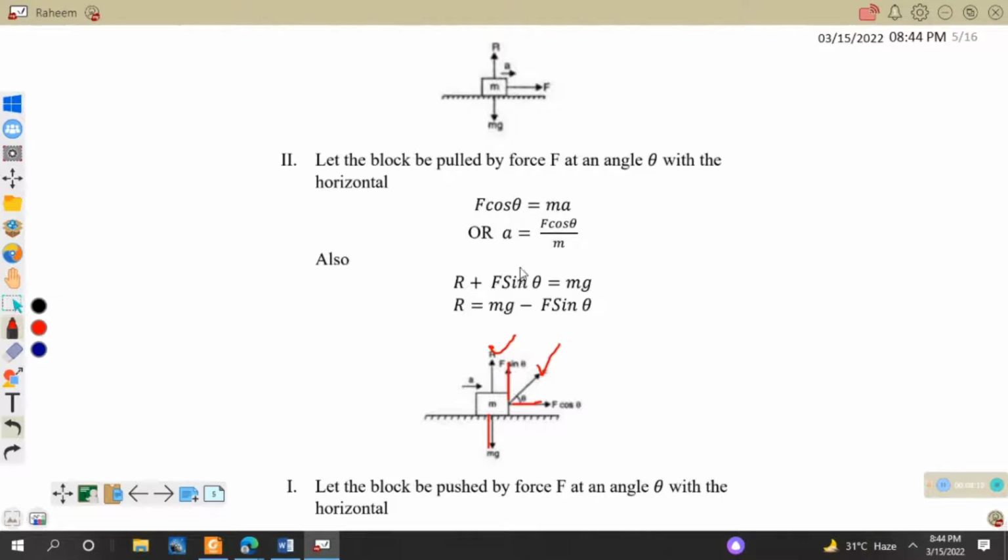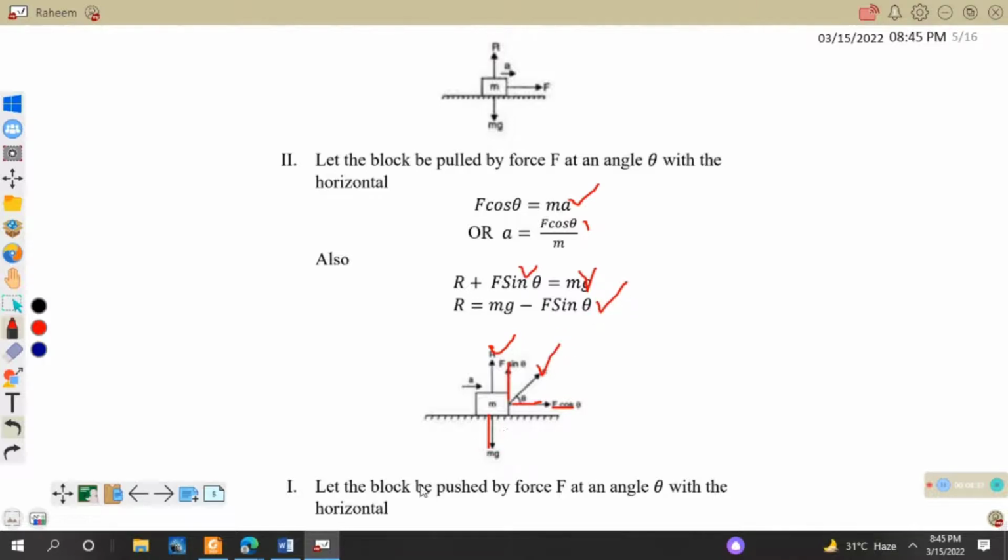So R plus F sin theta is equal to mg, and in the horizontal direction F cos theta is equal to m into a. Taking the acceleration separately, a is equal to F cos theta over m, and here we can find the normal force, which is represented by R. So R will be equal to mg minus F sin theta.